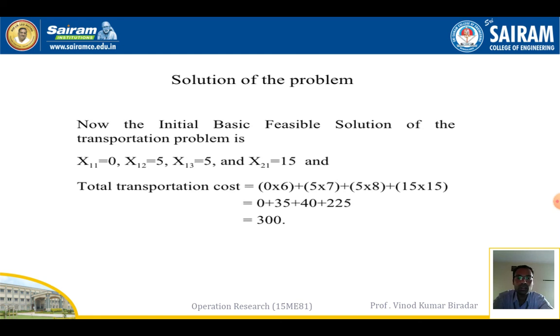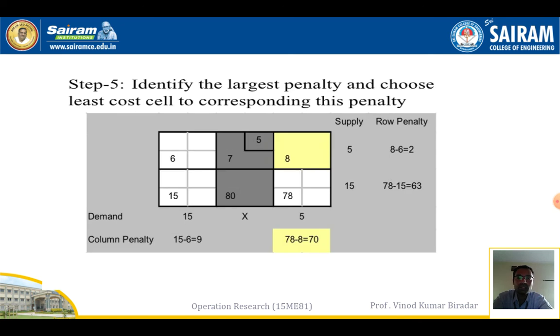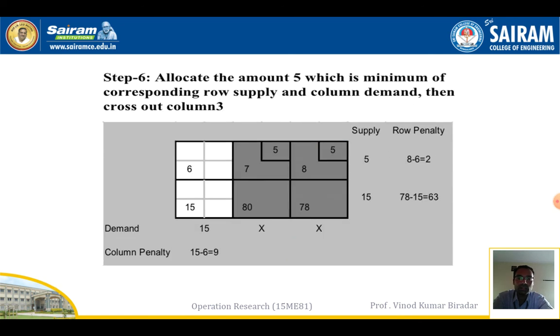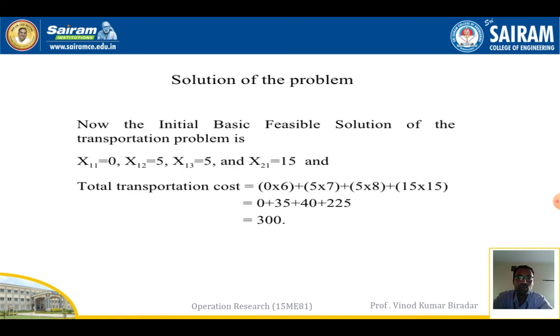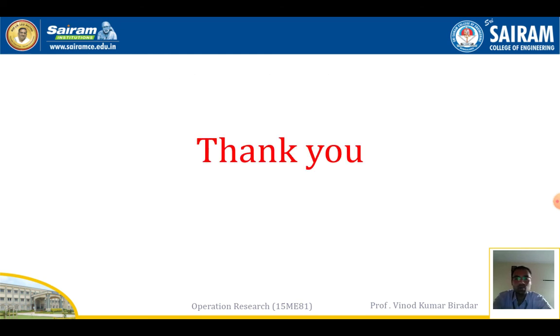So this is the procedure for solving the Vogel's approximation method. I hope you understand this. This is a very simple problem, just go on with row penalty, column penalty, assign that, that's it. I hope you understand this problem.